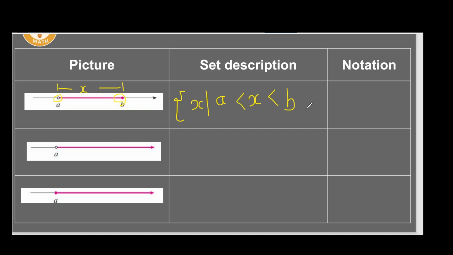As it's shaded on B, we have to put equal sign, which means that we have to consider the value of B. And in notation, as A is open interval, we have to use round bracket A comma B. As B is included, we have to consider B, so we need to put square brackets. So this is the notation for this picture.